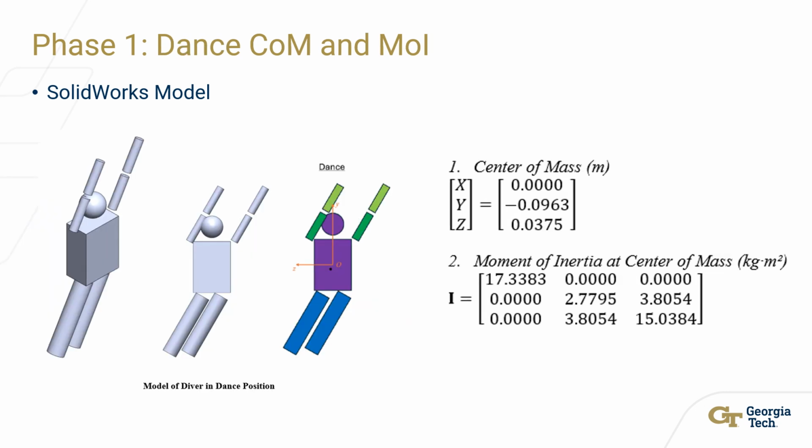Finally, the last orientation we have to model is the dance orientation. The rotation of the arms and legs about the x-axis created a z component in the center of mass. This results in the Iyz and the Izy components appearing in the inertia matrix. The Ixy and Ixz components are 0 due to the symmetry of the body again. The SolidWorks models are captured on the left along with the picture of the dance position from our Diving Dynamics PDF.